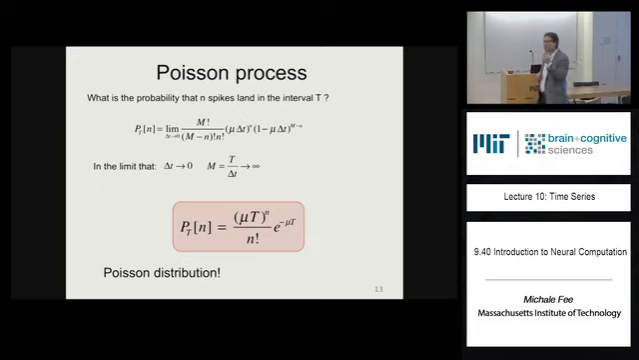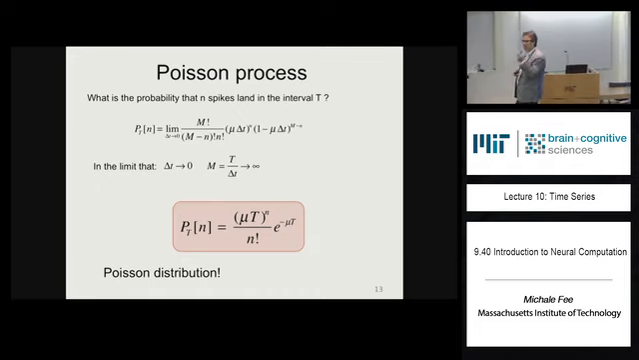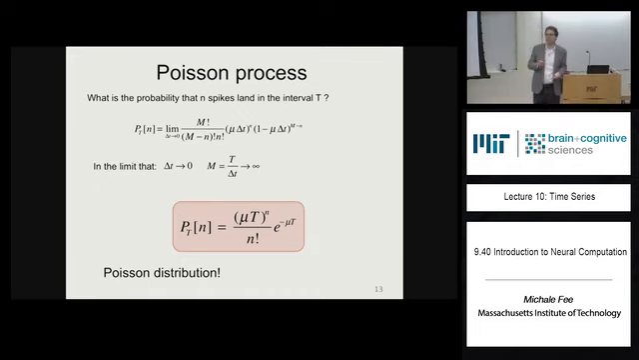And it comes from a very simple assumption, which is just that spikes occur independently of each other at a rate mu spikes per second, with some constant probability per unit time of having a spike in each little time bin. Okay?